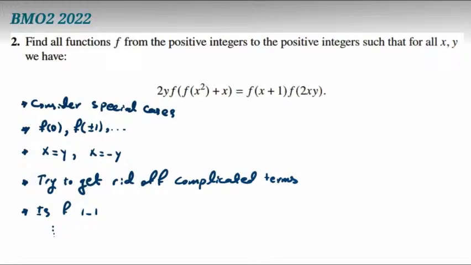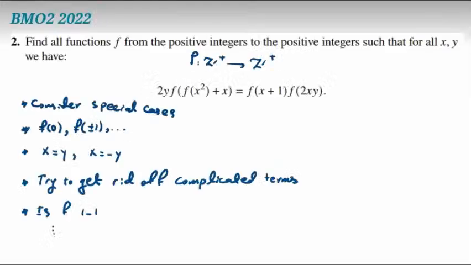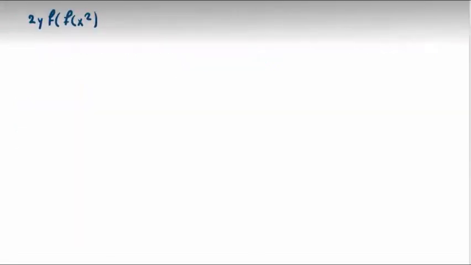It says f from the positive integers to positive integers. So here we can check, for example, f of 0, f of negative 1, because it is from positive integers to positive integers. And so let's write this: 2y f of x squared plus x equal to f of x plus 1 times f of 2xy.